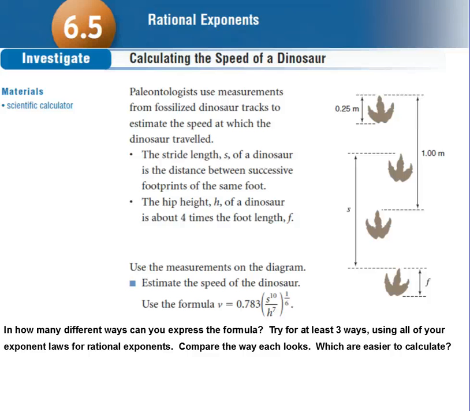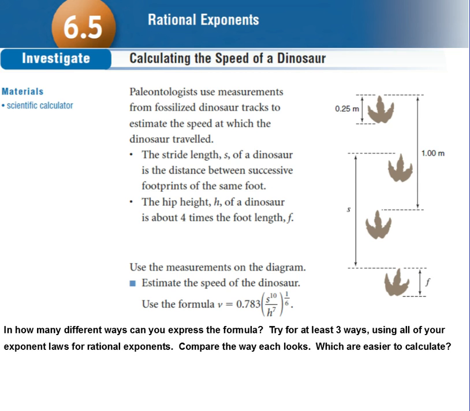Okay, this is a follow-up video lesson for the rational exponents section of the textbook. Part two, here we're looking at just a review of the two rational exponent laws. I'm going to go through this investigate, which you may at this point have had a chance to do in class. I'm going to give as many different ways that I can express that formula for you to compare to what you've come up with.